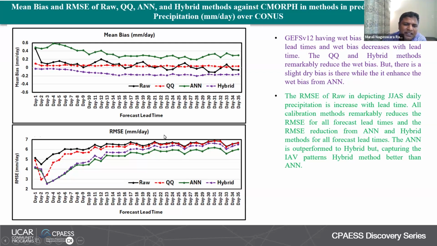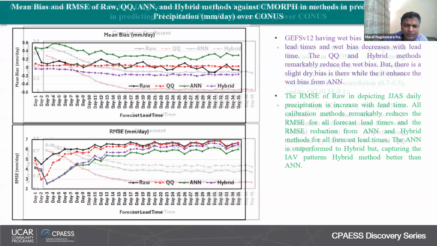When you look at the RMSE case, you can see a reduction in RMSE from all the calibration methods. In the raw model, the shorter lead time has less RMSE, and it increases with the lead time. A similar pattern can be observed here also, but the NN and deep learning methods outperformed all the quantile mapping methods, with less RMSE.